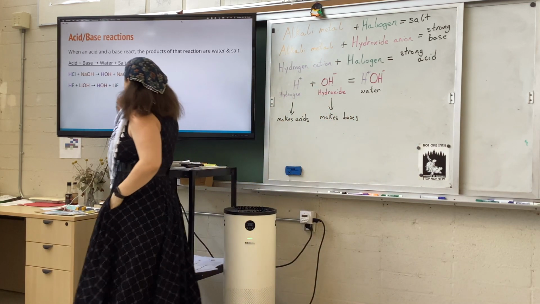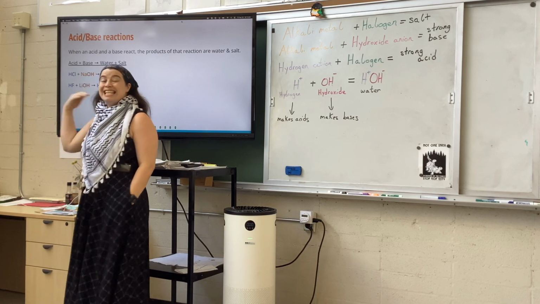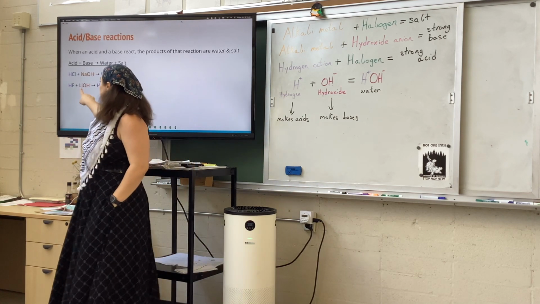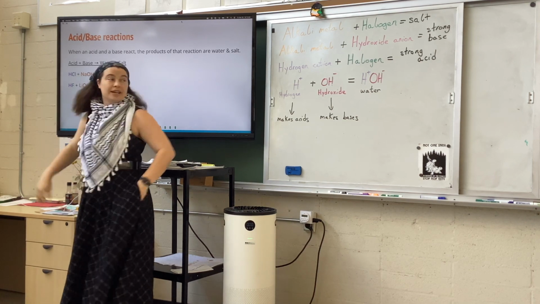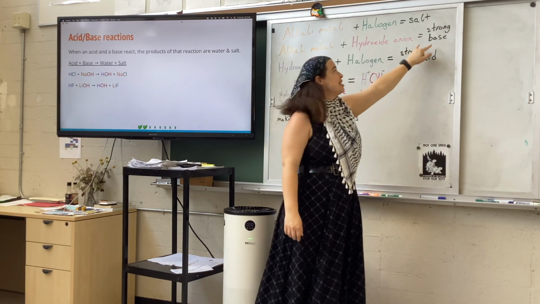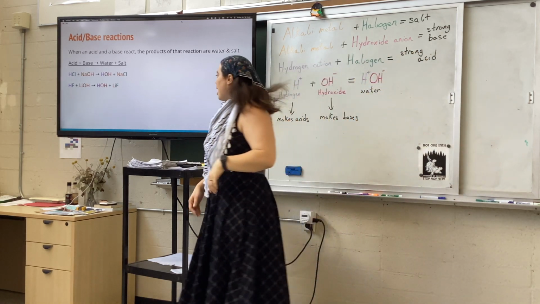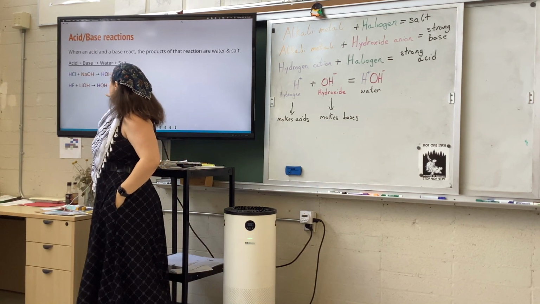And then for the base here, I've got lithium hydroxide. That's a strong base. I can tell it's a strong base because lithium is an alkali metal, and that's bonded with a hydroxide anion. And again, an alkali metal with a hydroxide anion gives us a strong base. And when those come together, we create water and lithium fluoride.